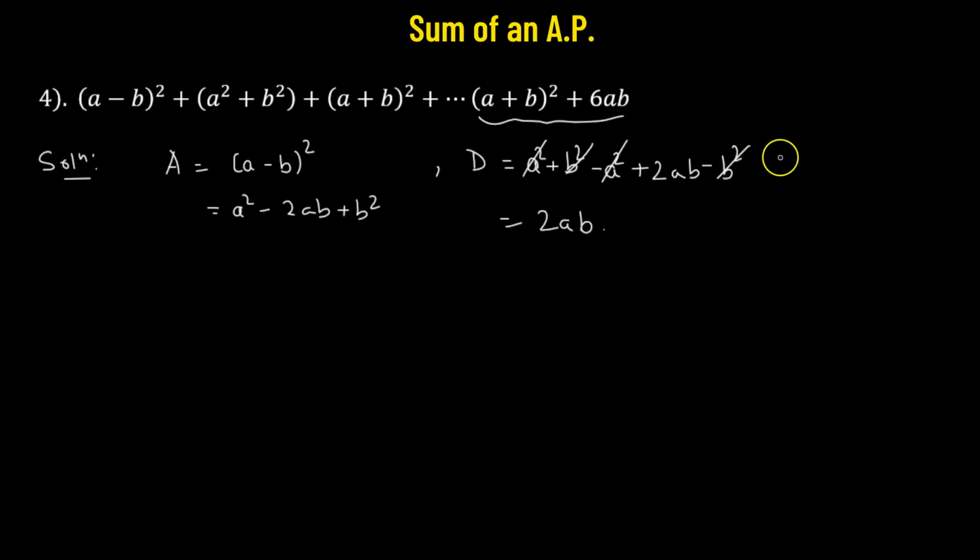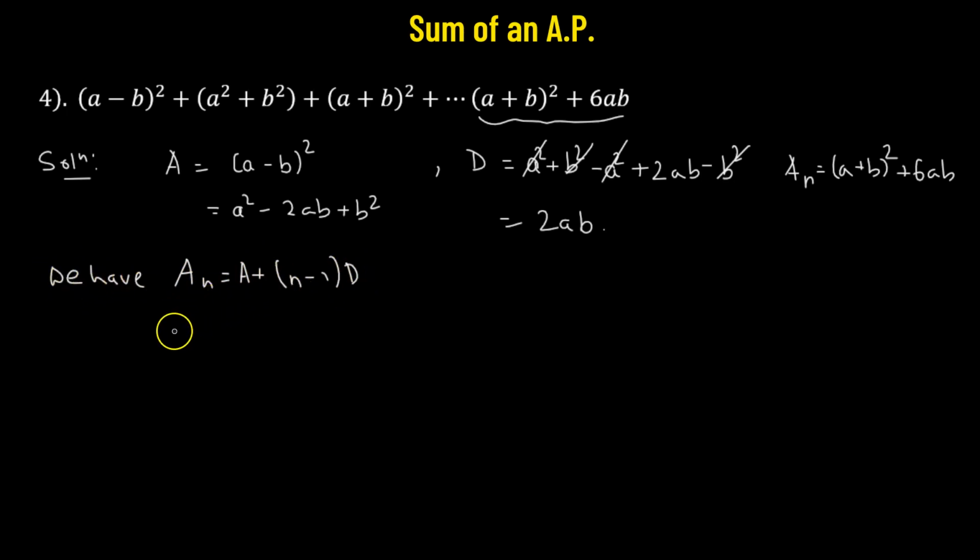And we also have our nth term. So our nth term is a plus b whole squared plus 6ab. So let's first find out the value of n. So that means we have an equals a plus n minus 1 times the common difference d. So we'll use this particular formula to find out the value of n. So our nth term is a plus b whole squared plus 6ab. That's equal to, so here we have a squared minus 2ab plus b squared. So this is the first term plus n minus 1 multiplied by the common difference, which is 2ab.